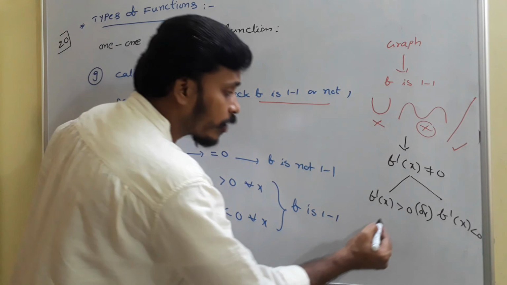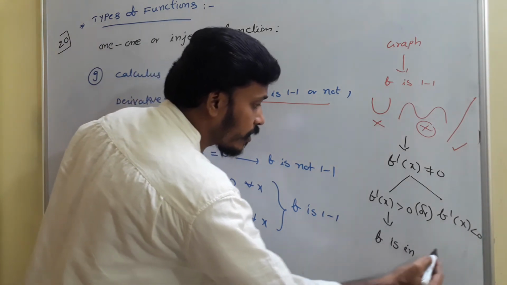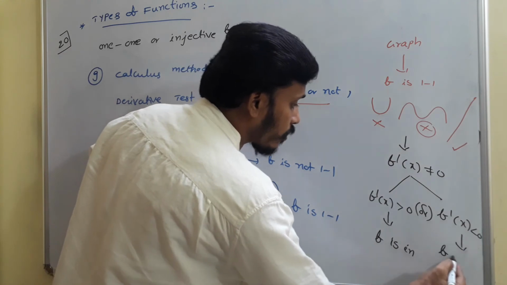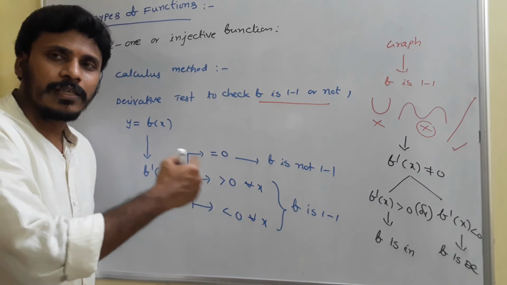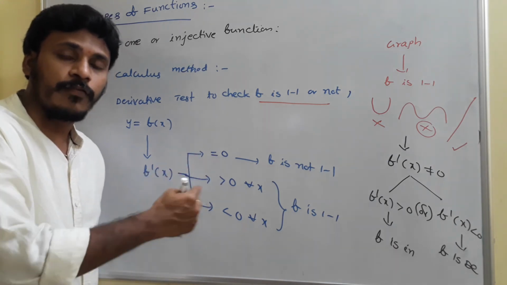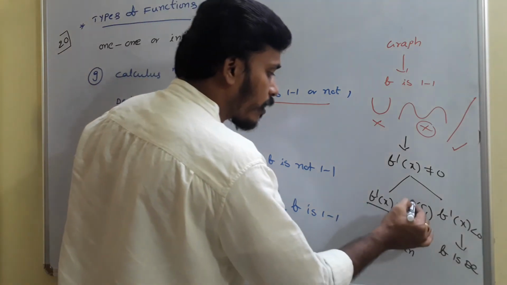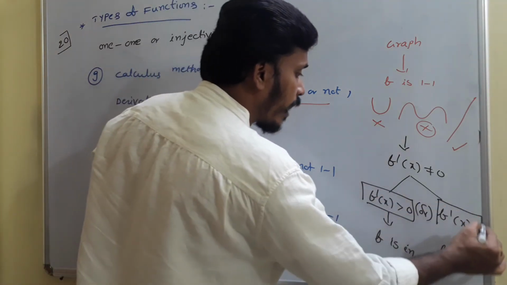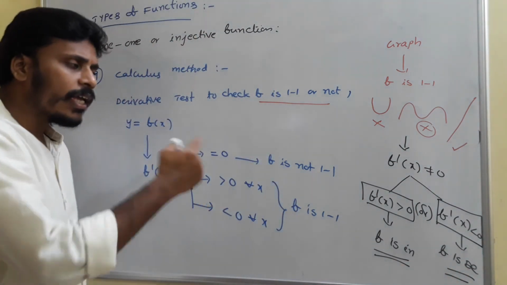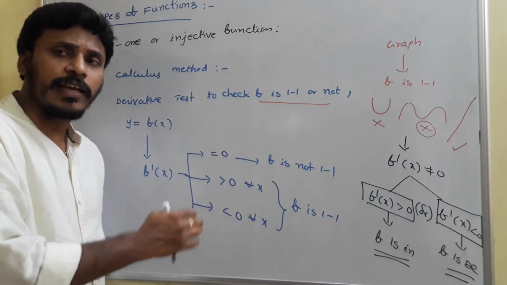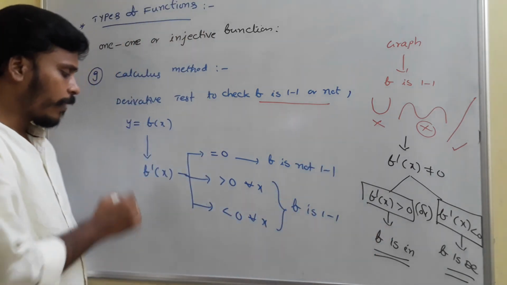If f dash of x is greater than 0, then we say that f is an increasing function, and if f dash of x is less than 0, then we say that f is a decreasing function. Again, we will discuss increasing and decreasing functions in the next chapters, but you can leave that aside for now. So if f dash of x is greater than 0 or f dash of x is less than 0, then either f is increasing or f is decreasing. In either of these two cases, we say that f is 1-1.